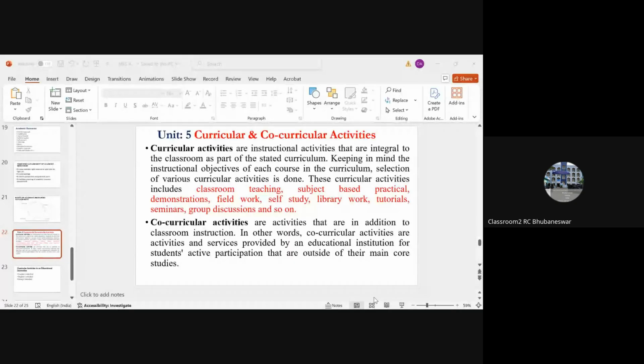Remember it, co-curricular activity related to curricular area helps for better understanding, better learning, and it gives more exposure and experience to the learner.